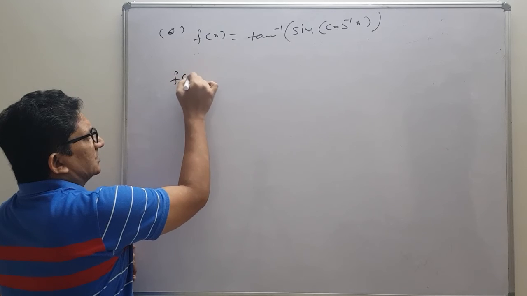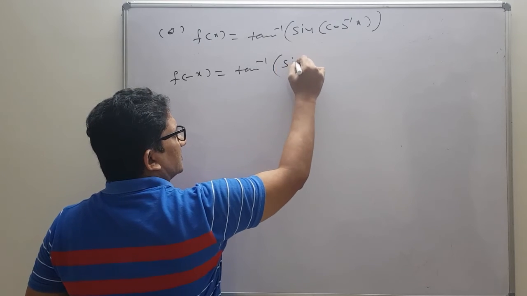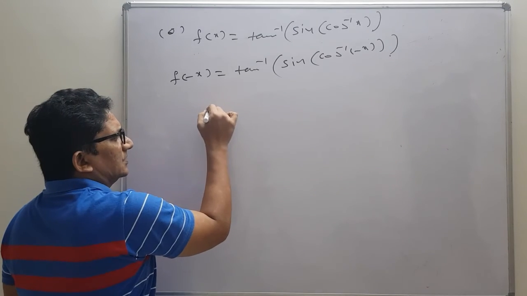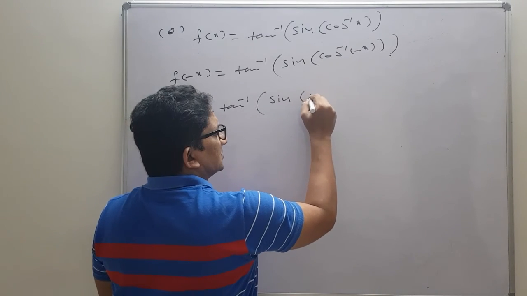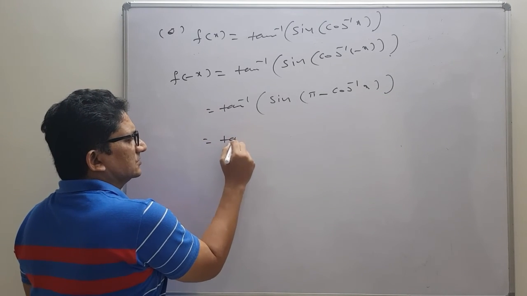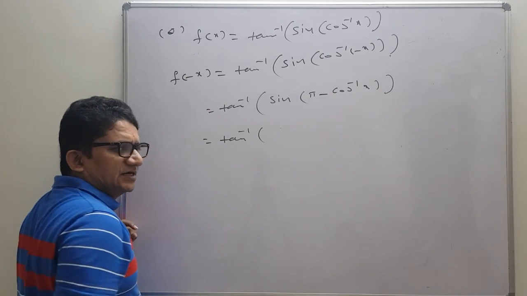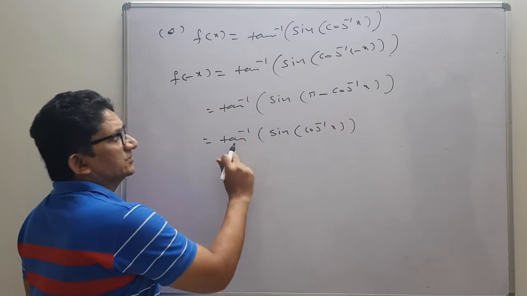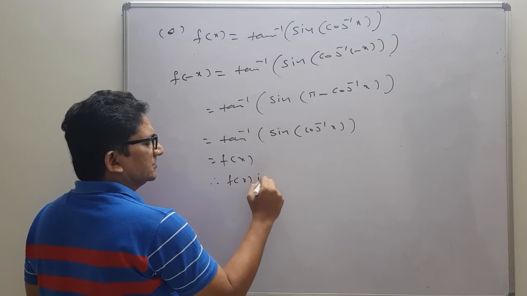So we will take f of minus x. F of minus x equals tan inverse of sine of cos inverse of minus x. That is equal to tan inverse of sine of, written as, pi minus cos inverse x. Now this is tan inverse of sine of 180 minus theta. Sine of 180 minus theta is sine theta, that is sine of cos inverse x. So now it is the same as the question. So we got f of x. Therefore, f of x is an even function.